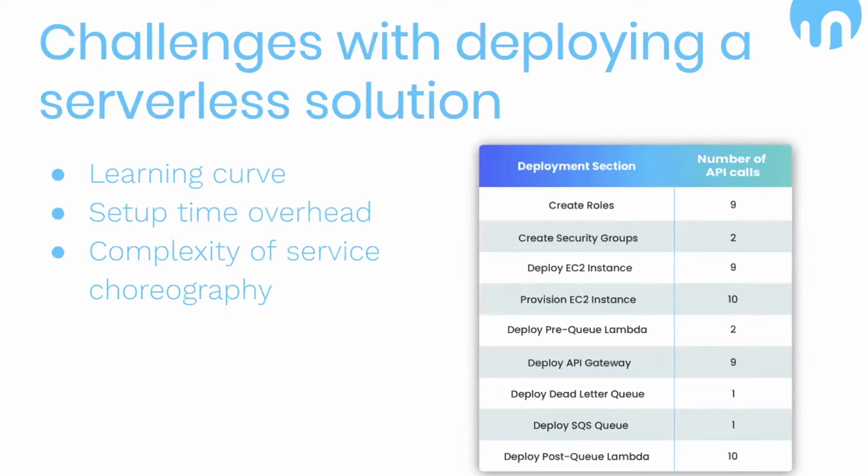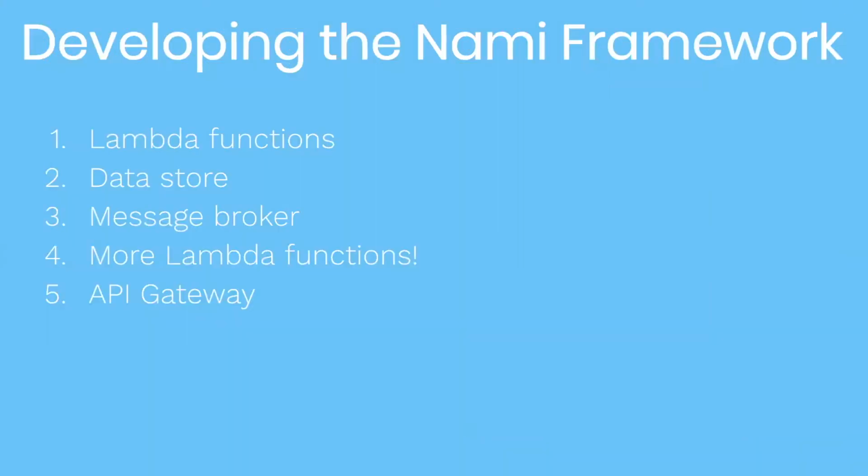There's a learning curve, that's setup time overhead. You have to have a considerable amount of knowledge about each service, and then it takes some digging to determine the right sequence of commands to get these services talking to each other. And that's all time spent away from your core business problem. So what we need is a framework to abstract this complexity away. And that is what Nami does. So we bundle all the functionality to do that into a single command.